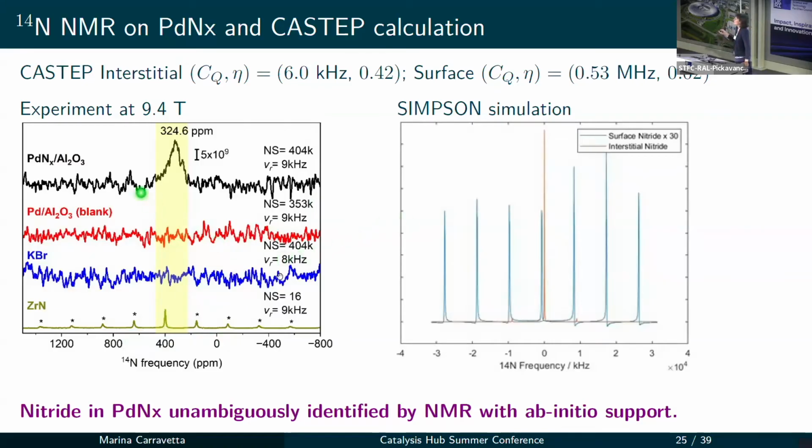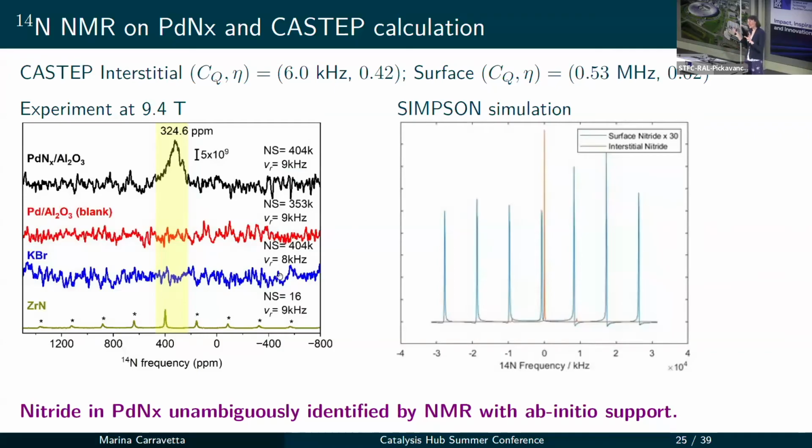We did manage to record a signal on our sample. That's the one here. It falls in the region expected for the nitride. But given the tiny, tiny amount of nitrogen in the system, it actually took 400,000 scans to record the spectrum, and that was a few days of acquisition. So we were persistent and acquired it.